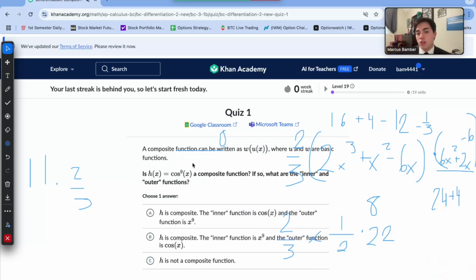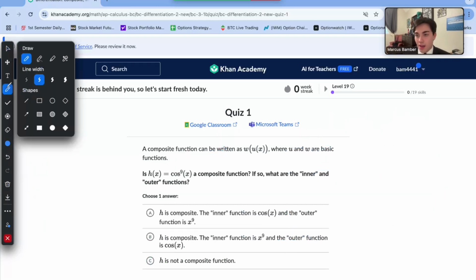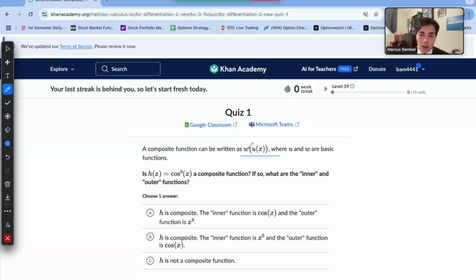So all of these are using the chain rule so far. Notice composite function. W is outside. U is inside. Okay, is this a composite function? If so, what is the inner and outer functions? Yep, we need to know that this is to the power of 9.